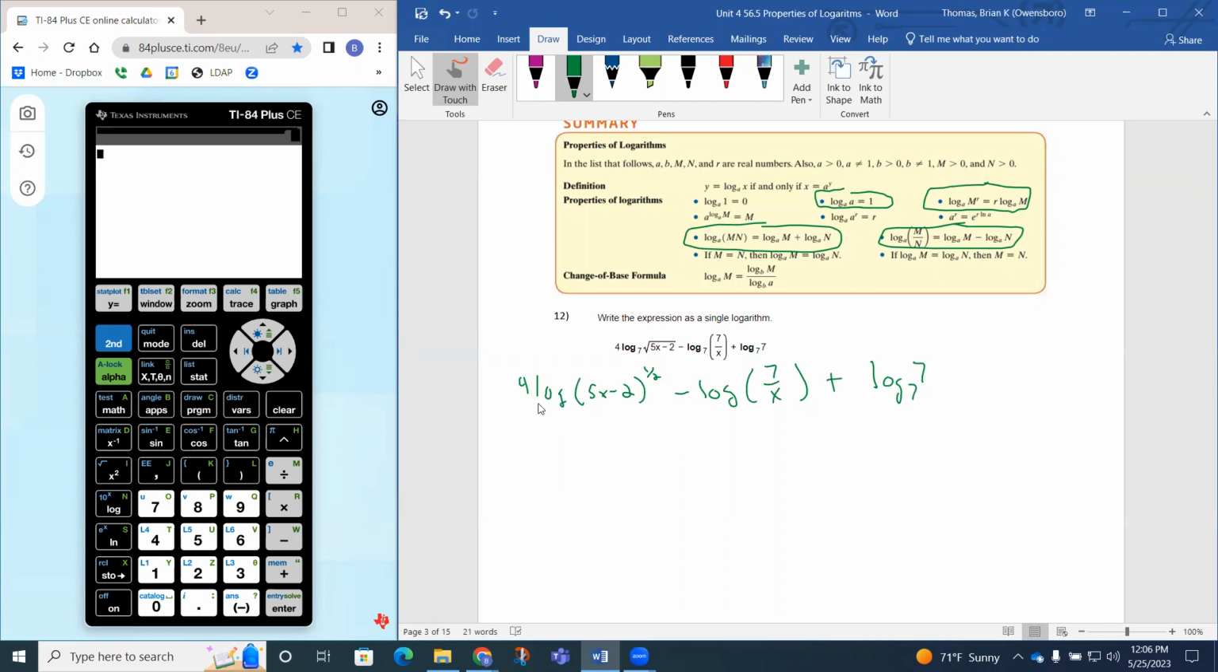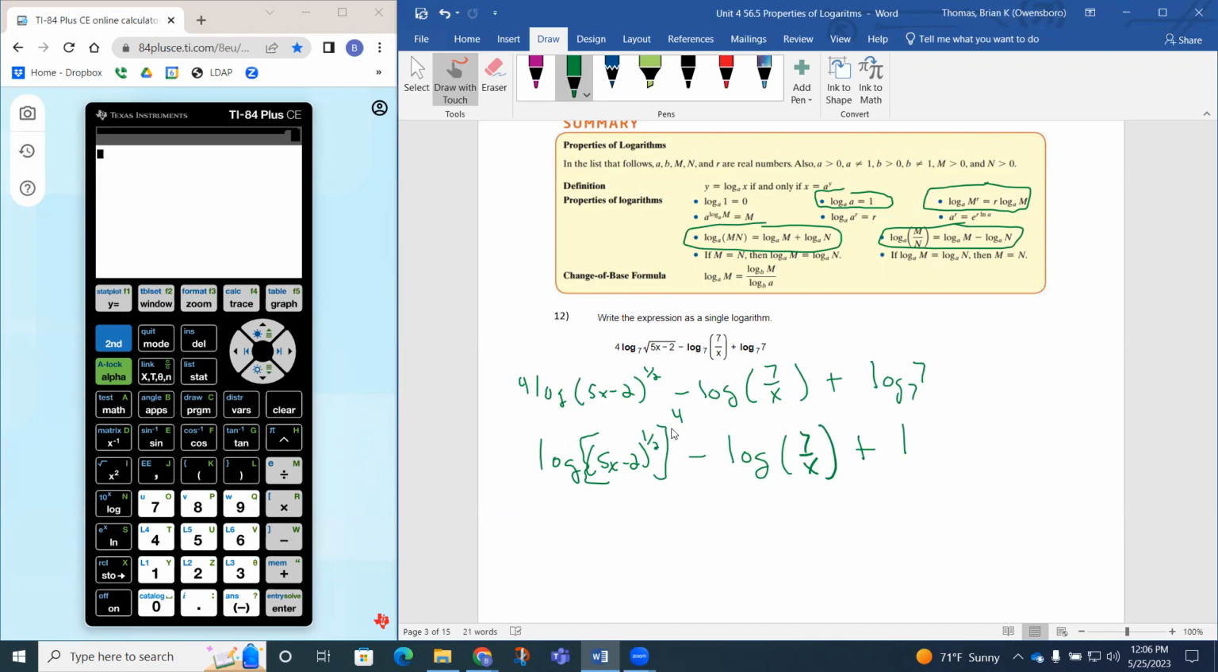As I move through here, my brain's going all over the place, but I want to go ahead and bring this 4 back in. So it's going to be a power to a power. So it's going to be the log of 5x minus 2 to the 1/2, but all this is raised to the 4th power. So I have a double parenthesis there. Minus the log of 7 over x. And I'm just going to change that to a 1 there.